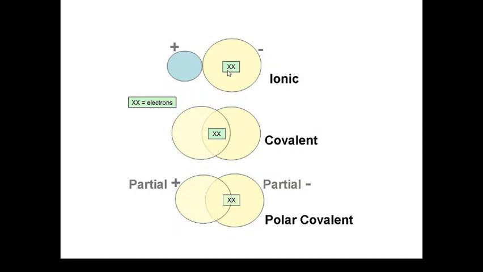So in comparison, when you're looking at ionic versus covalent versus polar covalent, ionic we know is the complete net transfer of electrons. Covalent, or nonpolar covalent, is the equal sharing of electrons. Our last one is polar covalent, where we know that there is an unequal sharing of electrons, thus creating a partially positive and partially negative aspect of the bond.